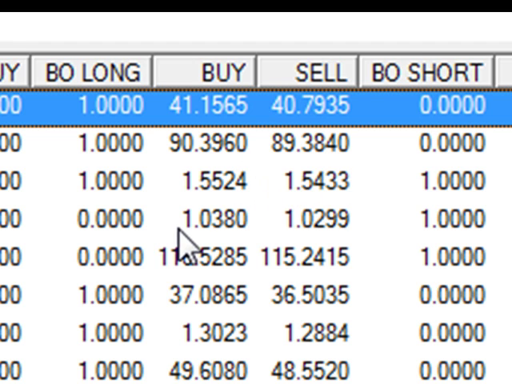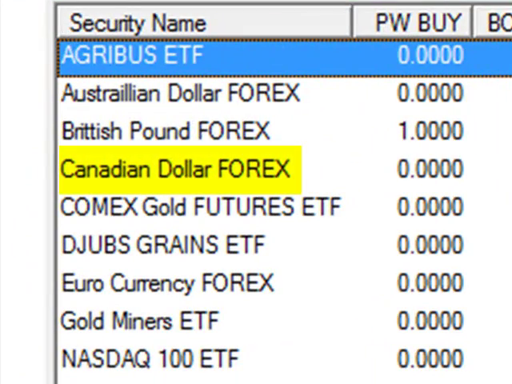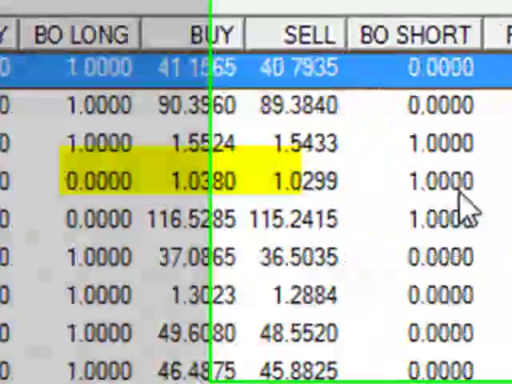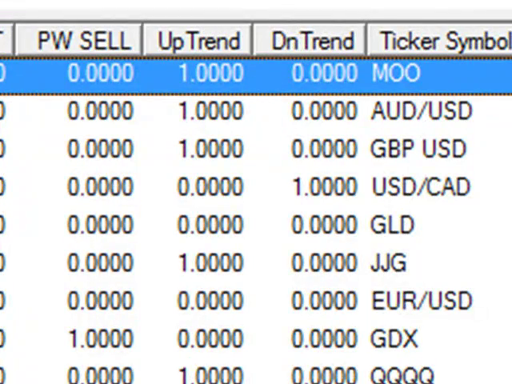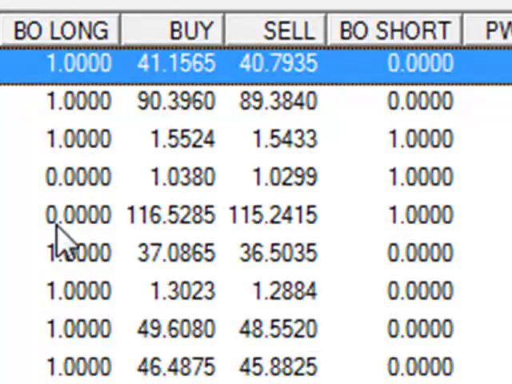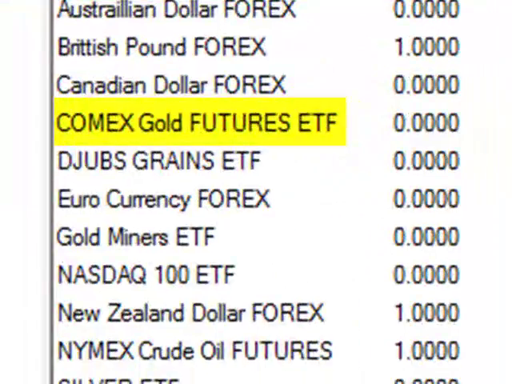Likewise, on the next one here, this is the Canadian dollar Forex. On this one, we have no long trades at all. It's just a short, and the market's in a downtrend. So the trade is actually trading directly with the trend. It's a short at 102.99 with a stop loss at 103.80. The next one is your gold. It's the ETF, the GLD.